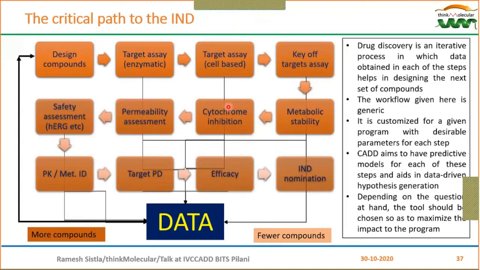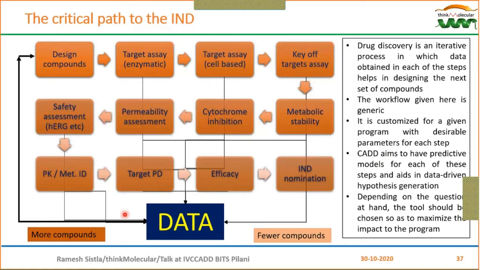So to sum up, what is the critical path to the IND? Designing of compounds, then the target assay, which is the enzymatic assay. Then we have the cell-based assay, then there are key off-target assays. Then the compounds go into metabolic stability, CYP inhibition, permeability assessment, then they go into pharmacokinetic exposure and metabolite identification, then the target PD, efficacy, and finally the IND nomination. Each of these boxes generates data, and this data goes back to the design of compounds.